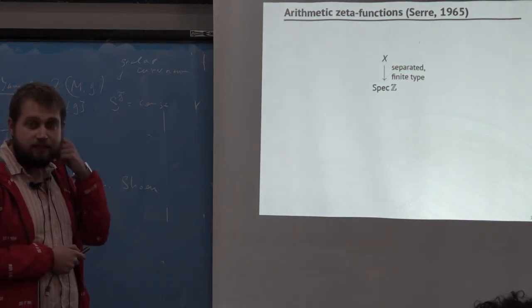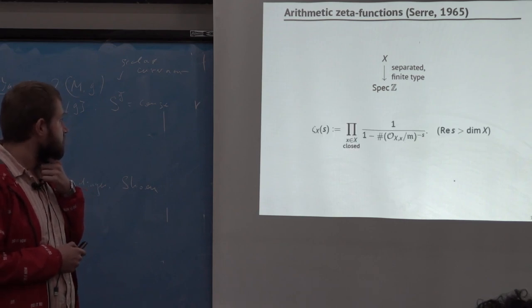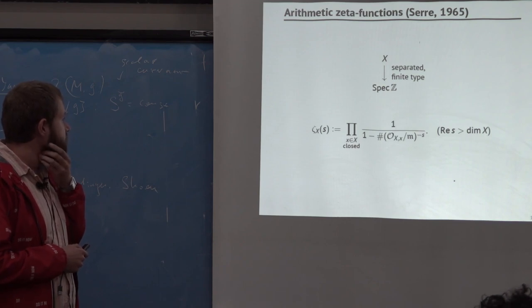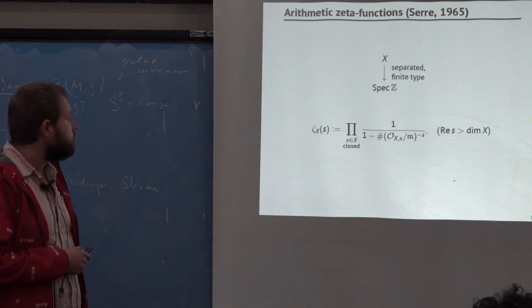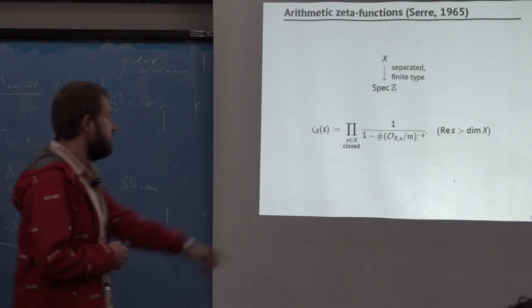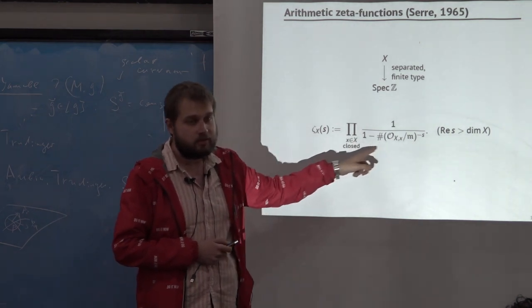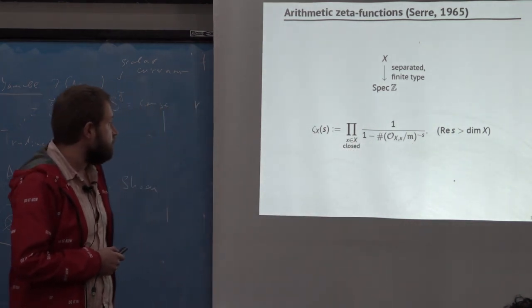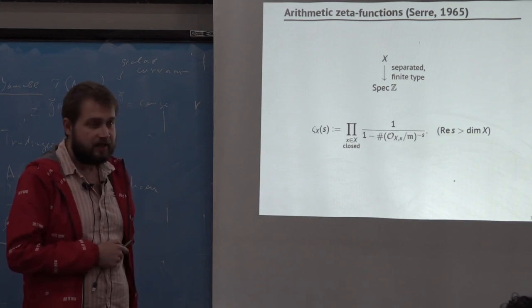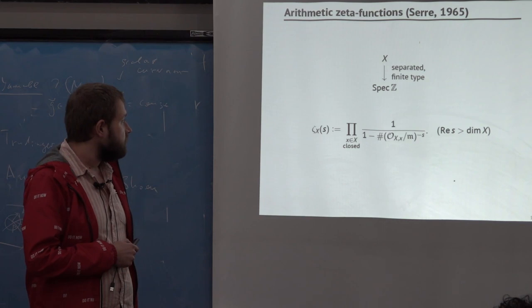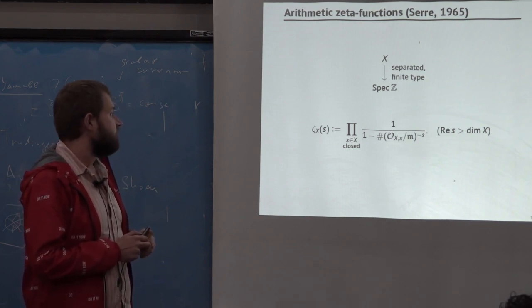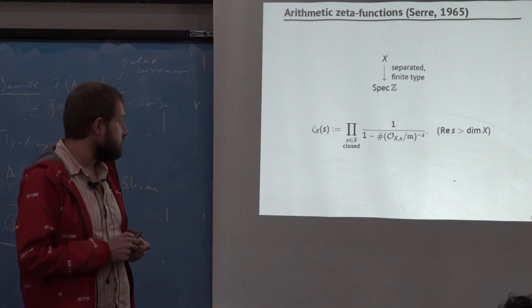Thanks to the assumption that it's of finite type, it makes sense to define the zeta function as follows. We take this Euler product over all the closed points of X, and we take the size of the residue field at each closed point. These will be finite fields thanks to the finite type assumption. And this product converges for the real part of s greater than the Krull dimension of X.